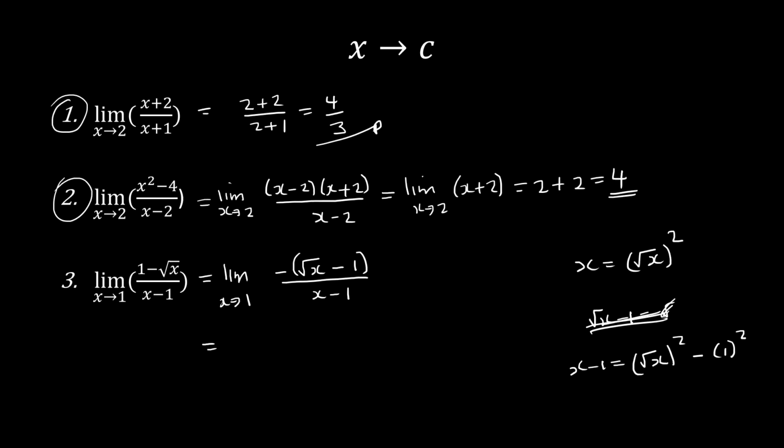So that's what I'm going to do. I'm going to change the bottom part to be a difference of 2 squares instead of multiplying by the conjugate. So this is what I will have at the bottom. I'm making this a difference of 2 squares.